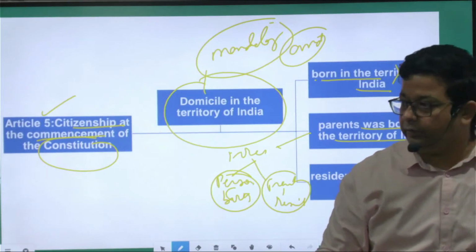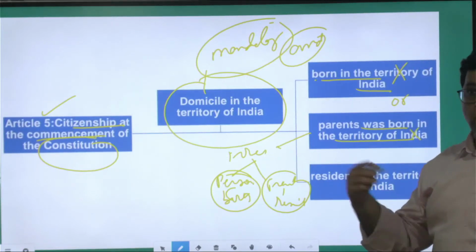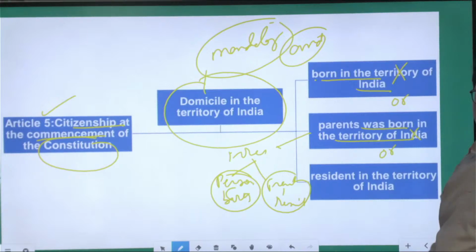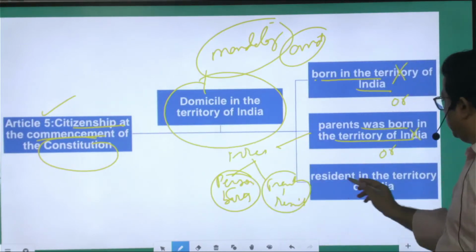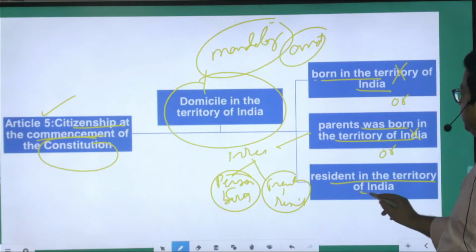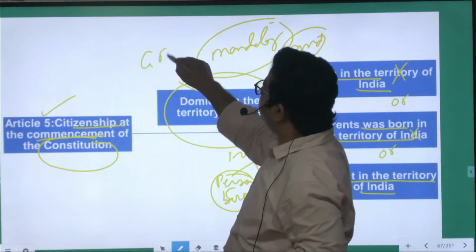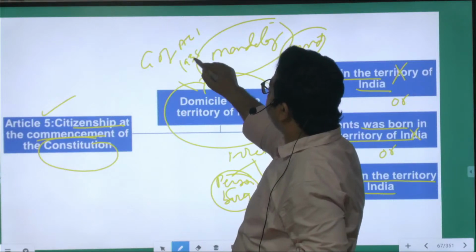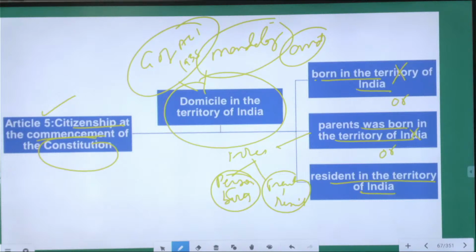Yes or no? Clear? Or suppose this condition is also not applicable, then third: domiciled in the territory of India and resident in the territory of India. So suppose he is not born in India, suppose his parents were also not born in India, but he has a domicile in India, and India means the Government of India Act 1935 territory I am talking about. That is decided through the Act.